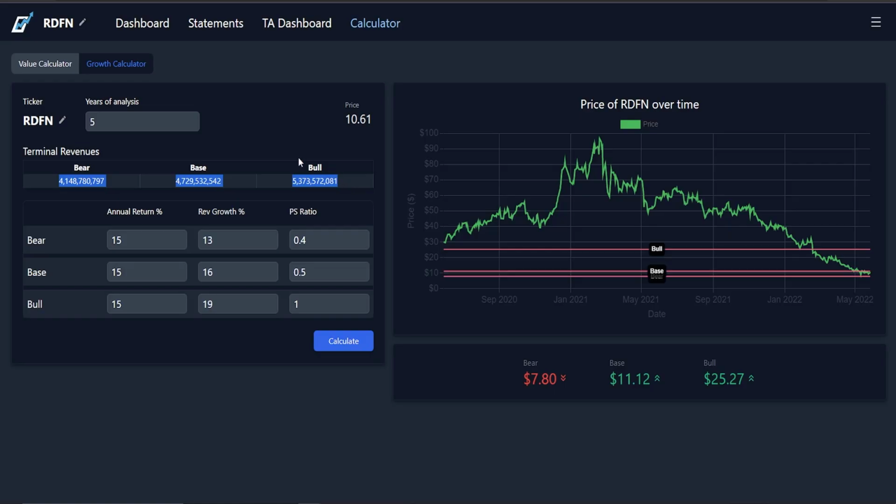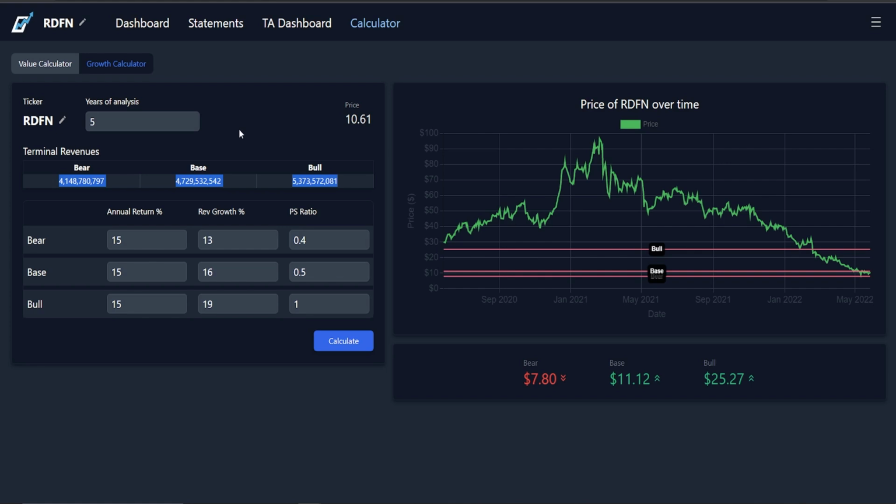Right. So the main thing, especially in this calculator, is you have to make sure your numbers are realistic, especially that revenue growth and that PS ratio. For revenue growth, we show you those terminal revenue values. So, Hunter, can you, with your cursor, just highlight where they are? These show you what the final revenue will be in the last year of the years of analysis you have. That helps you judge if your estimates are realistic.